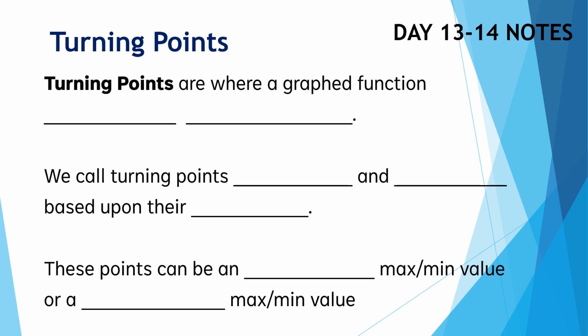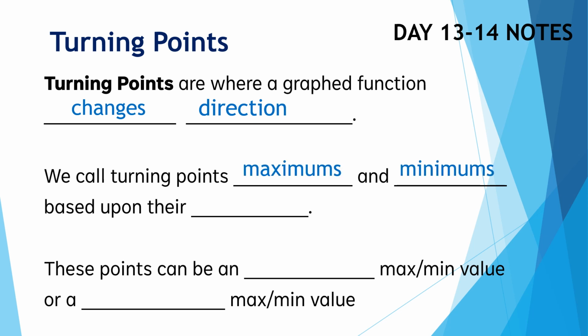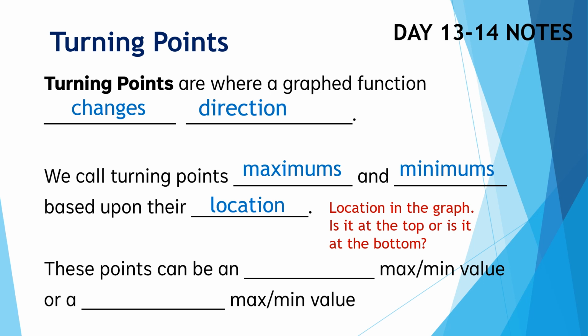So our turning points are where a graphed function is going to change direction. And again, we call those maximums and minimums based upon their location, meaning are they at the top or are they at the bottom of the graph?